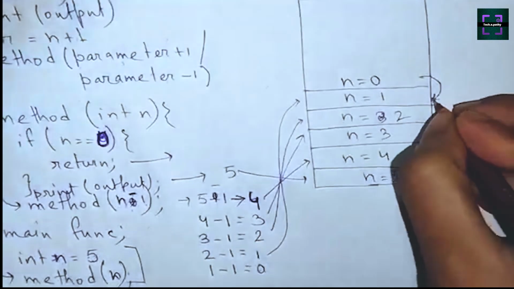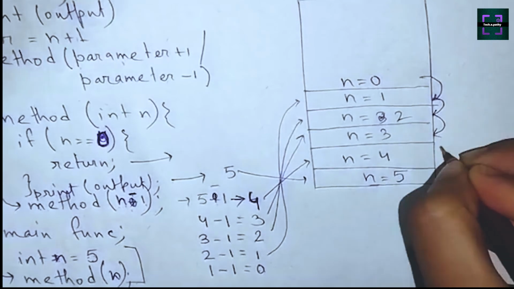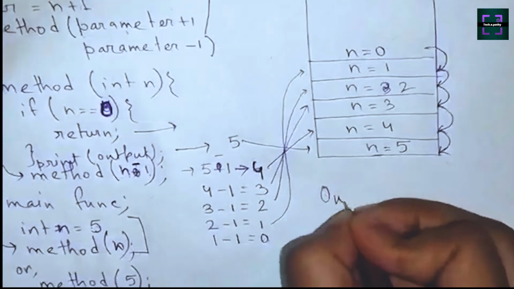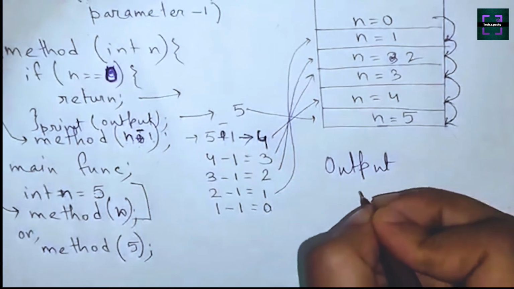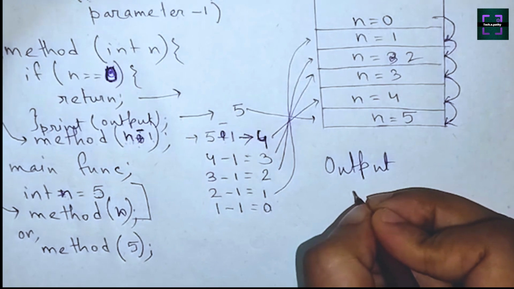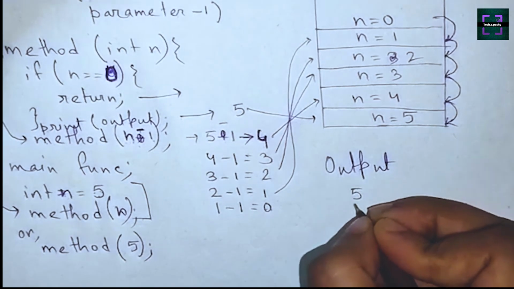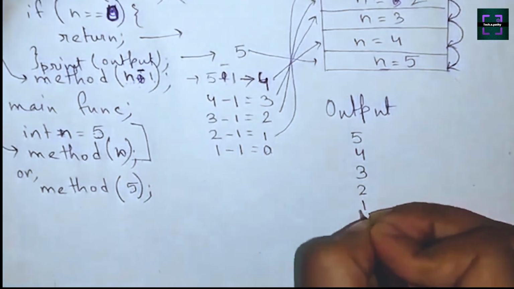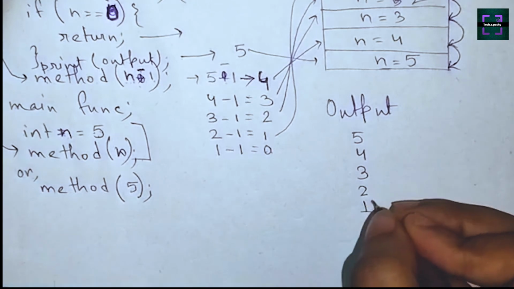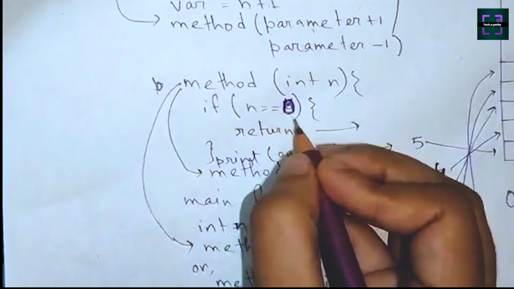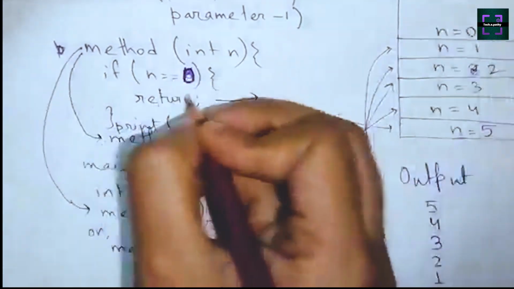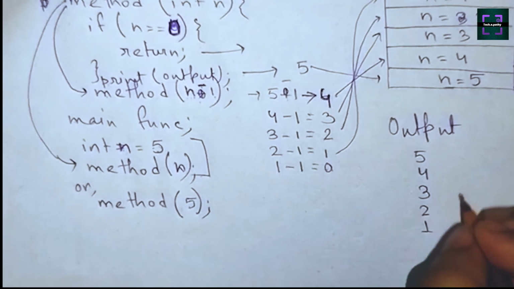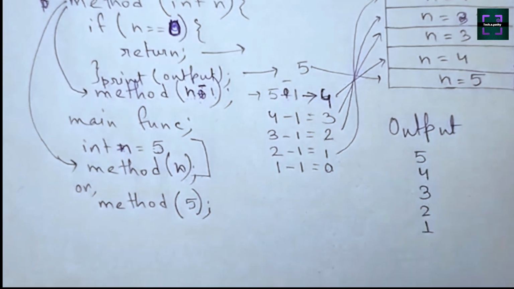Then again return the value, and after that it will print. Our output will be 5, 4, 3, 2 and 1. It will not print 0, because when this condition is satisfied, it will simply return, and it will not print the value of 0. So our output will be 5, 4, 3, 2, 1.